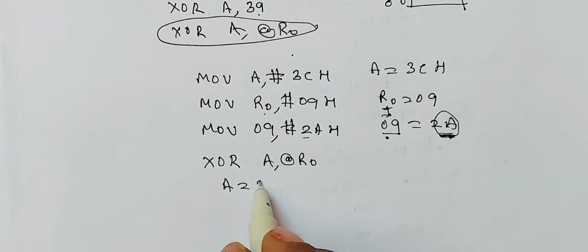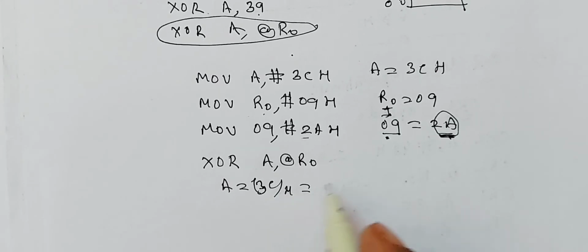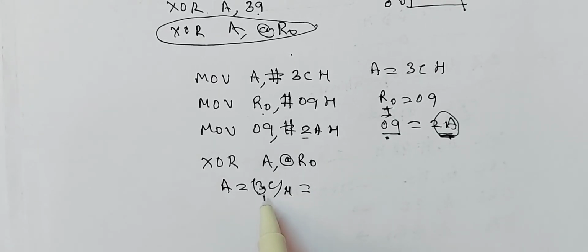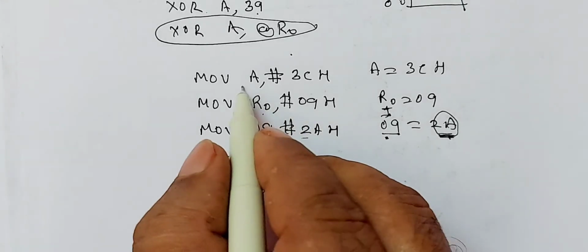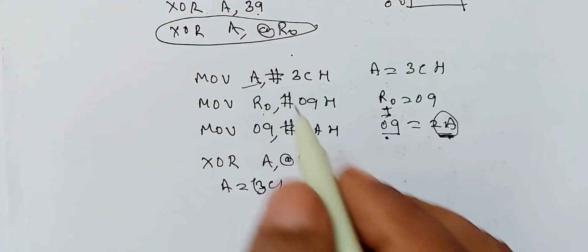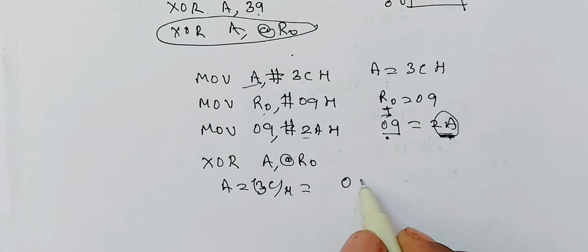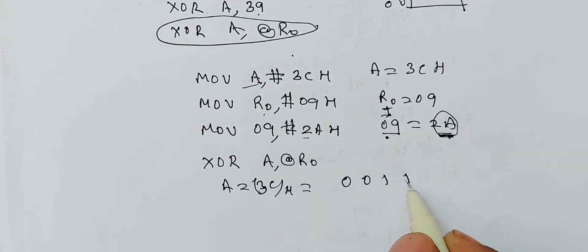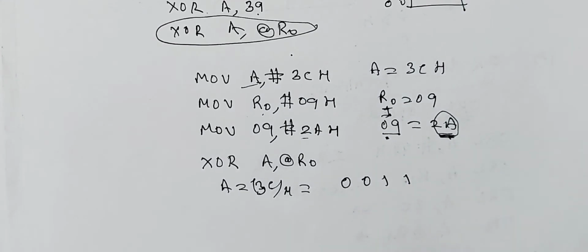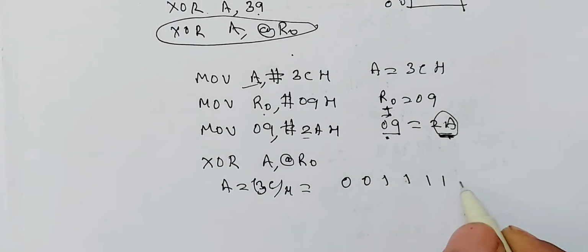Now write A. Before the operation, A was loaded with 3CH. So A value is 3CH because we have loaded A equals 3CH. That is 3 means 0, 0, 1, 1. C: A is 10, B is 11, C is 12. Therefore 1, 1, 0, 0.